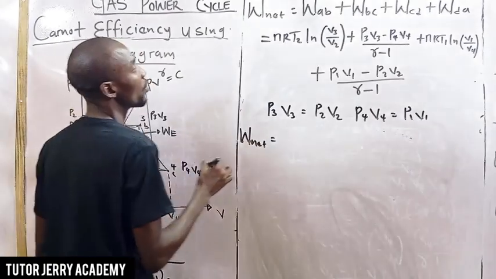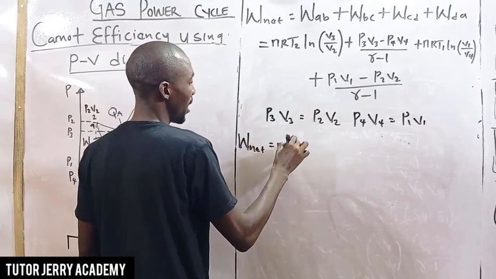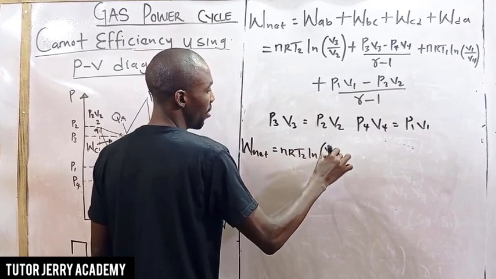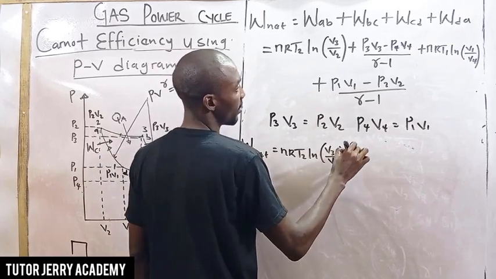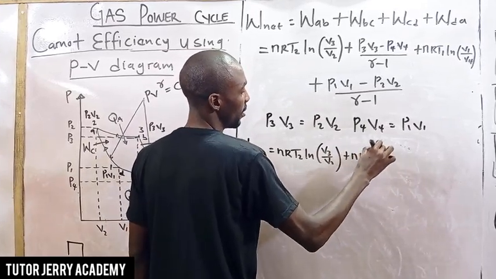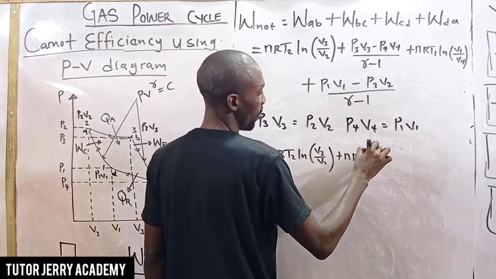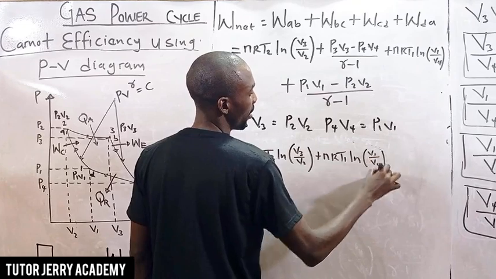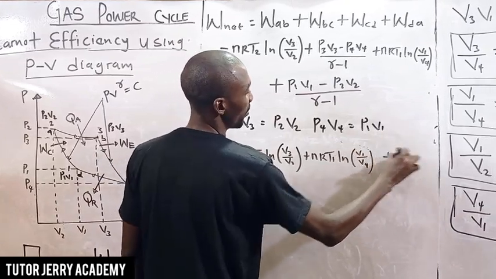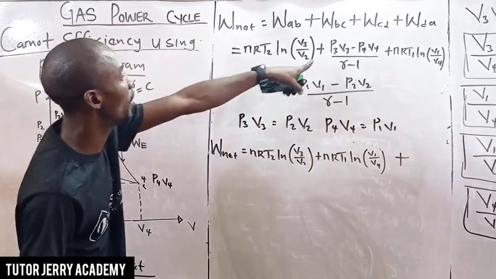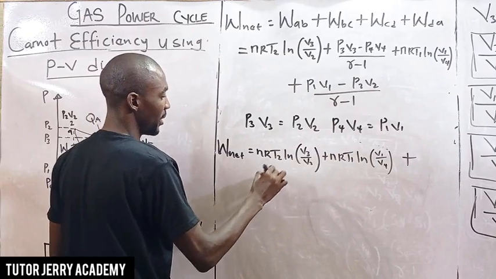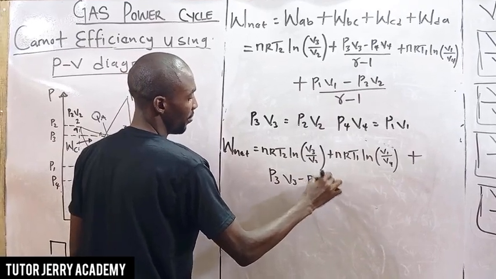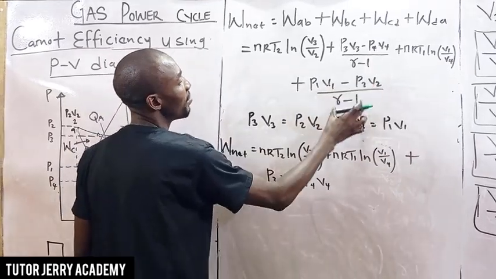Work net will be equals to nRT2 ln of V3 over V2 plus nRT1 into ln of V1 over V4, then plus P3 V3 minus P4 V4. Don't forget they are having the same LCM, right?